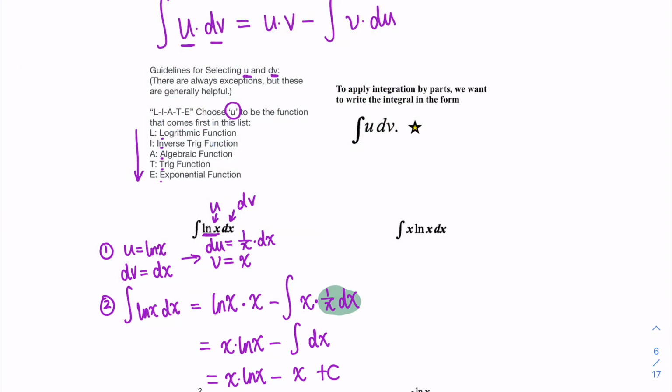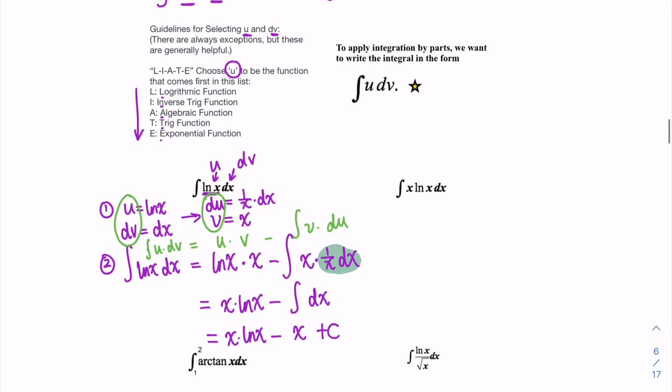Basically, the integral of u dv equals u times v minus the integral of v du. So after we define u and dv, we need to solve for du and v. Let me show you another example.